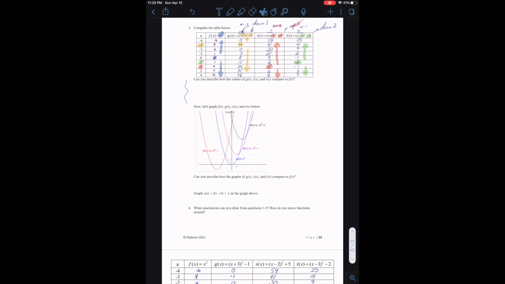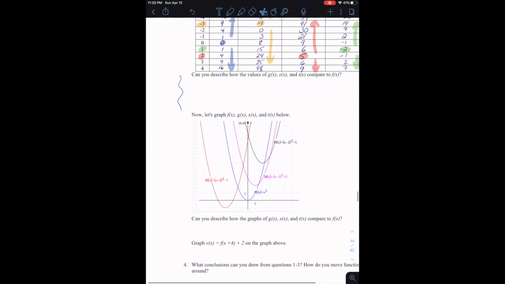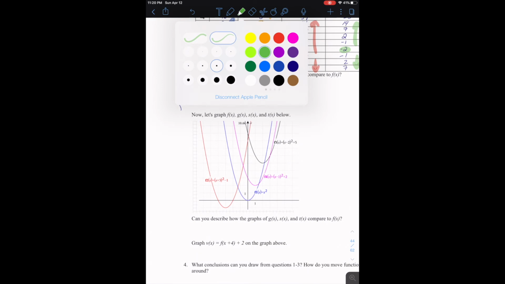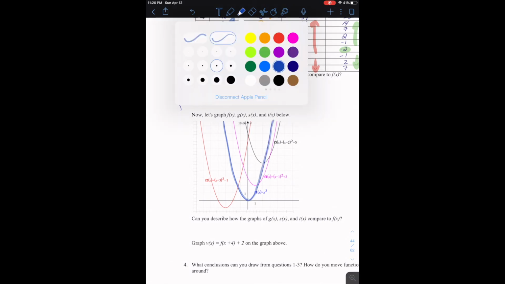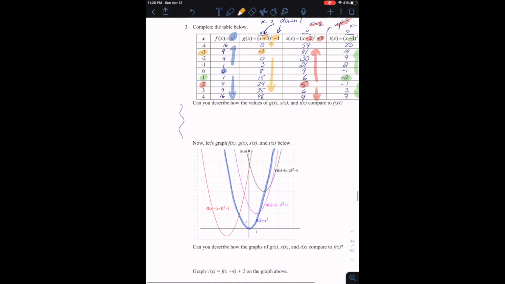Okay, so here's the graph that we have. Let's find that blue. This is our base function. And now our g of x is x plus 3, so it's going to be 0 when x is minus 3 and down 1. Well, in fact, the only function that goes down is this one. So it makes sense that that's the x plus 3 squared minus 1.